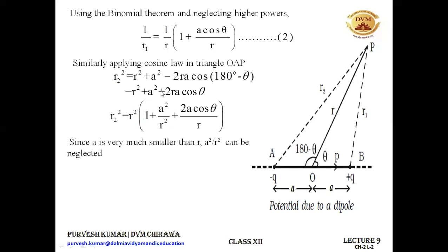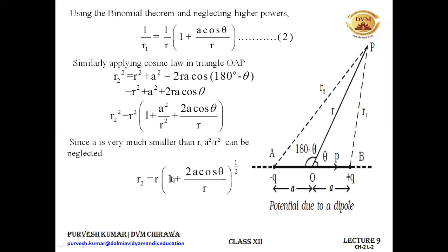And we can write, by taking the square root of this, R2 is equal to R times, in brackets, 1 plus 2A cos theta by R to the power half. That's what we can do. Same thing we are doing that we have done in the previous one. Just we have taken the angle as 180 degree minus theta, and that's why plus sign is there. All right, in this expression. So when we have taken neglecting this A square upon R square and taking the square root of this, we are left with R2 is equal to R times 1 plus 2A cos theta by R to the power half.